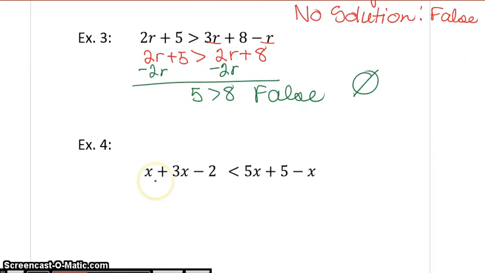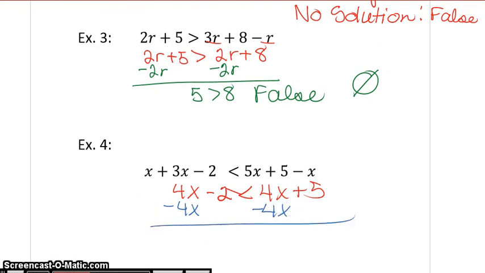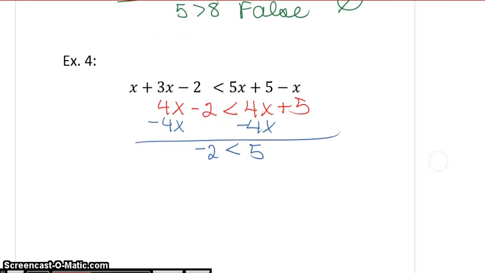The next example, simplifying the left-hand side, we have 4x minus 2 is less than 4x plus 5. Subtract 4x from both sides. We have negative 2 less than 5, which is always true. So our answer would be true for all real numbers.